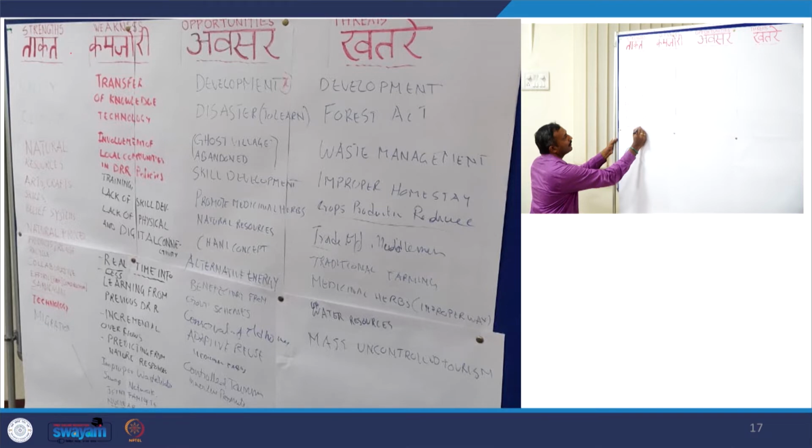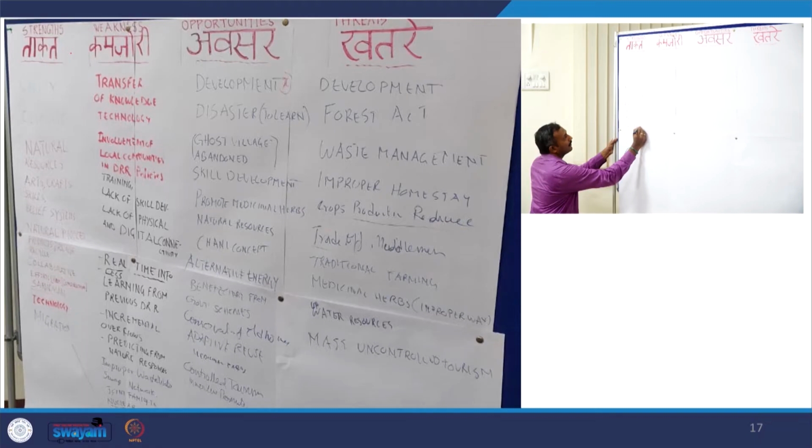And when we talk about the threats, the crop production, how it has reduced, and mainly the trade activities where the middlemen played an important role. That is one of the threats where the farmers are not getting the right benefit. The traditional farming methods are again under threat. Again, improper use of medicinal herbs, water resources, and tourism, like that.